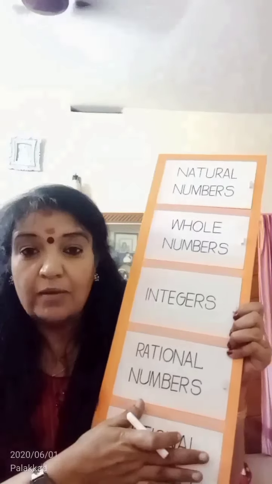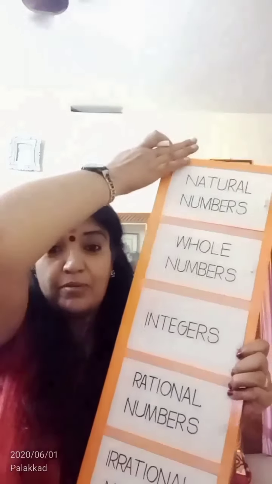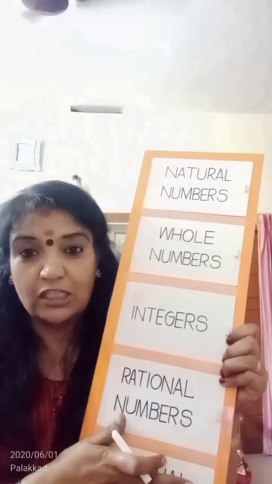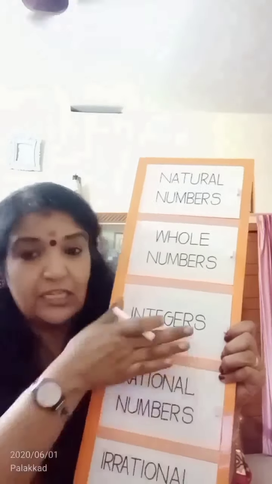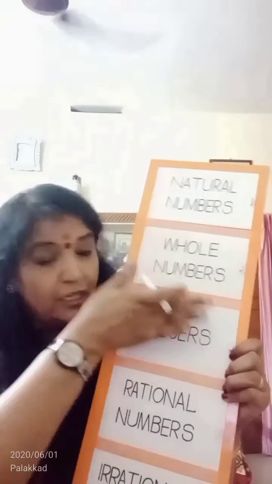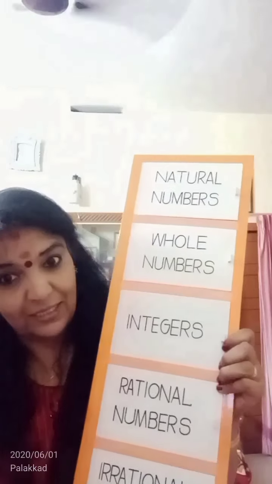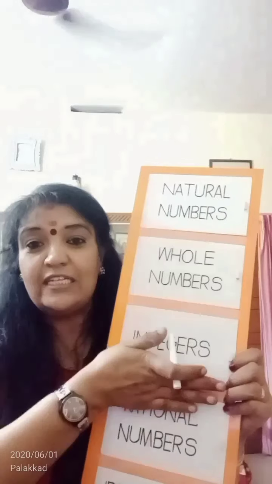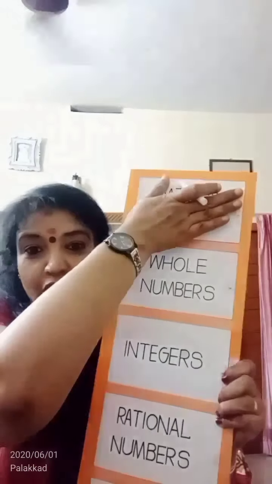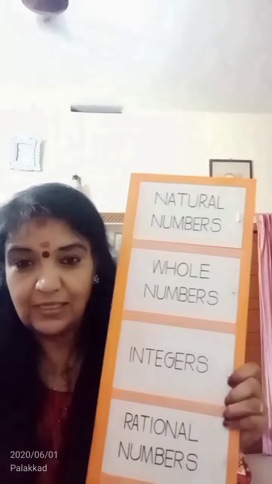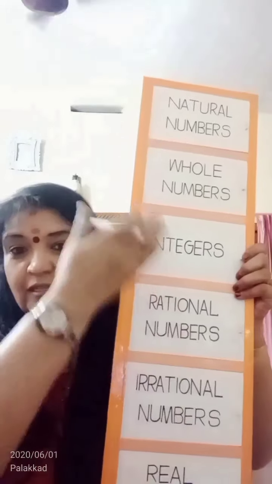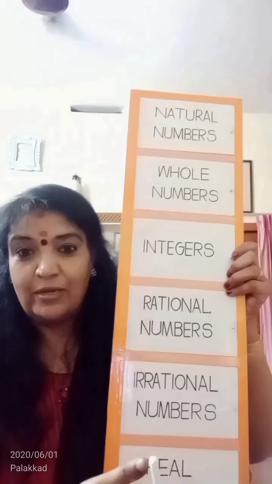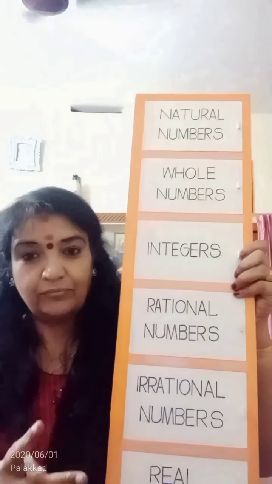All rational numbers are natural numbers? No. All rational numbers are whole numbers? No. All rational numbers are integers? No. But integers are rational numbers? Yes. Whole numbers are integers? Yes. Natural numbers are whole numbers? Yes. That means moving towards. And this is the backbone, the number system of mathematics.